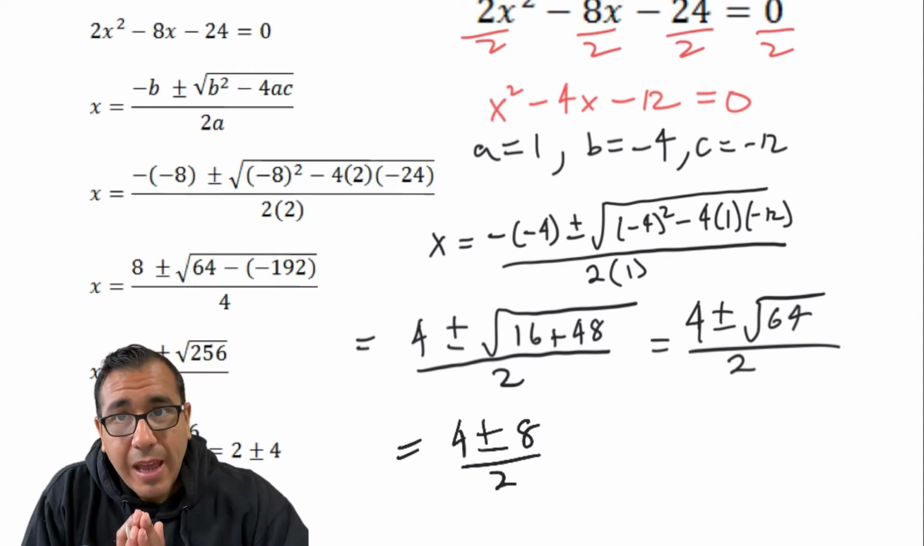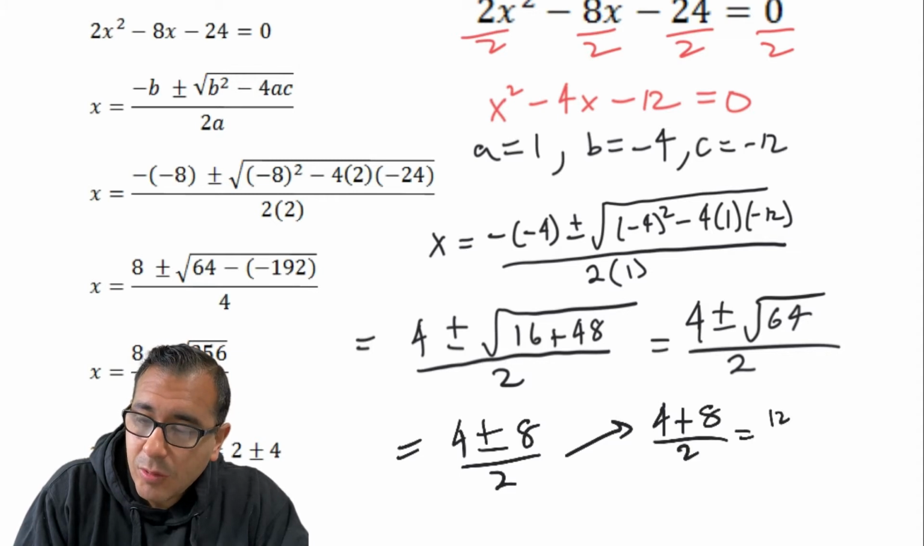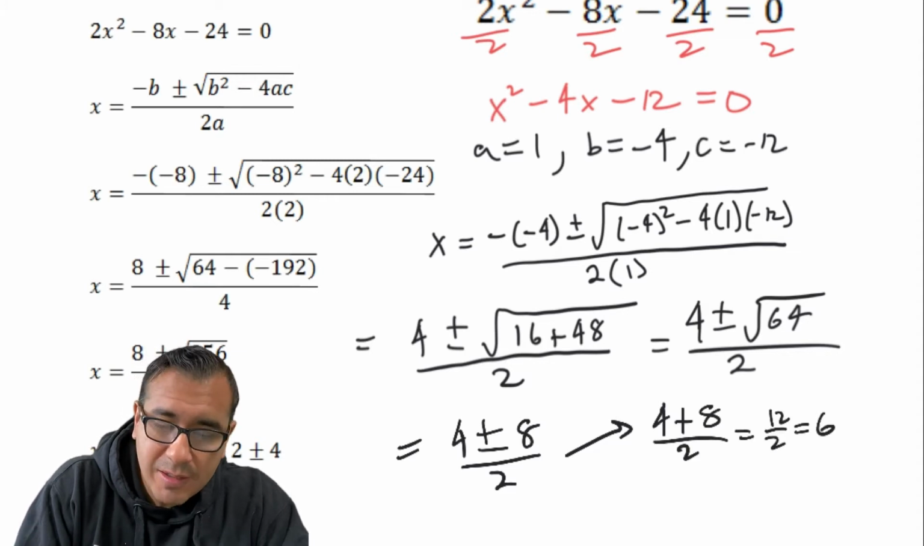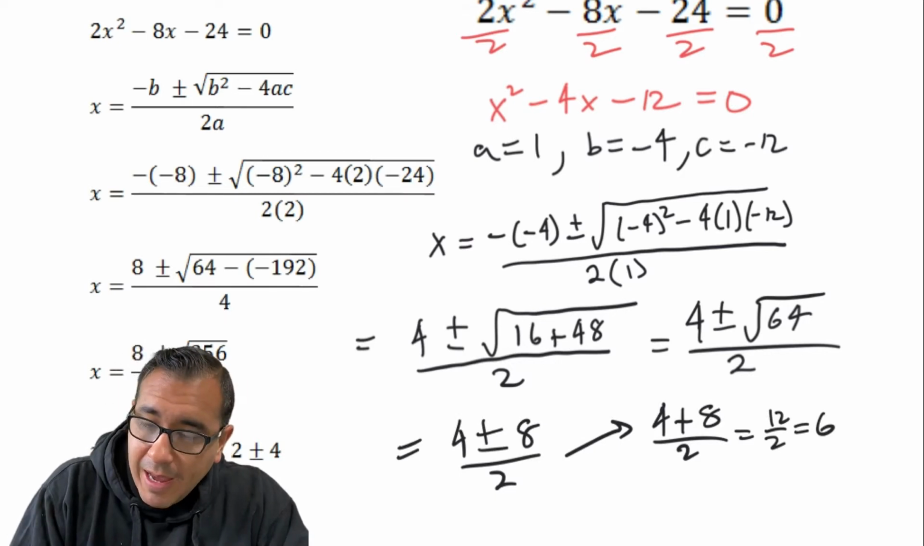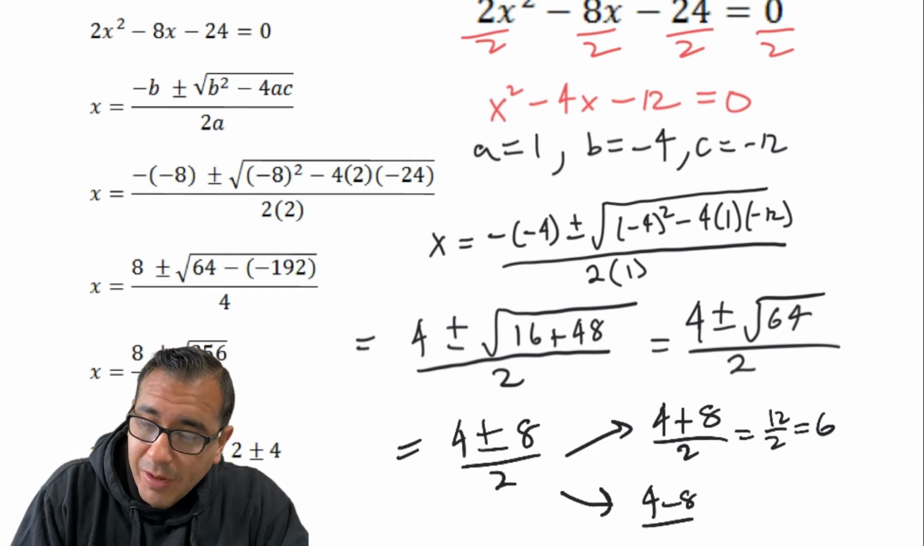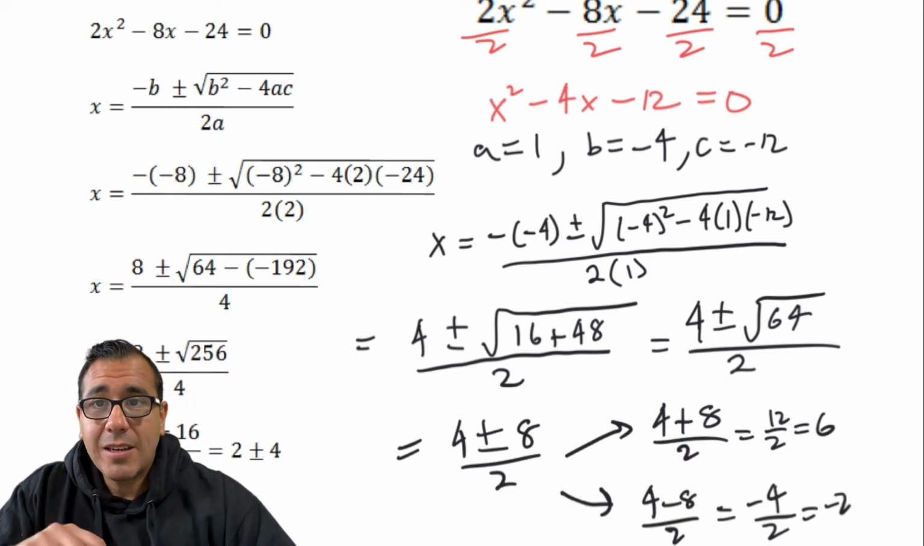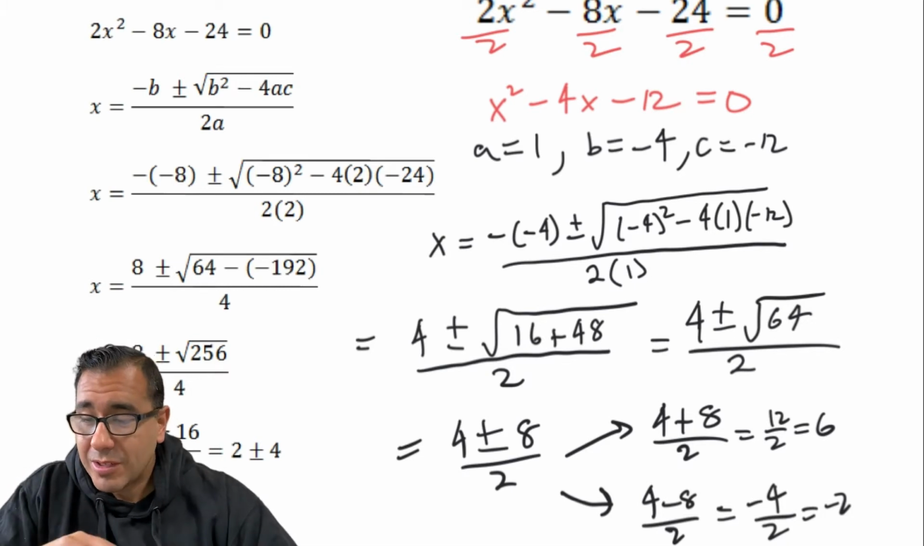So this is where you're going to have two answers. One of our solutions is 4 plus 8 divided by 2. So that's 12 over 2, which is 6, and that's what we got over here as well. And then we're also looking at the subtraction, 4 minus 8 divided by 2. So we're left with negative 4 divided by 2, which gives us that negative 2 that we wanted. So there are our two x-intercepts.